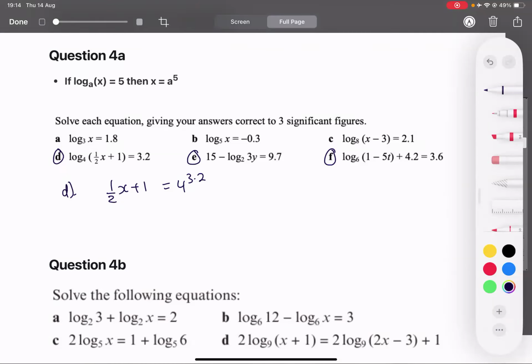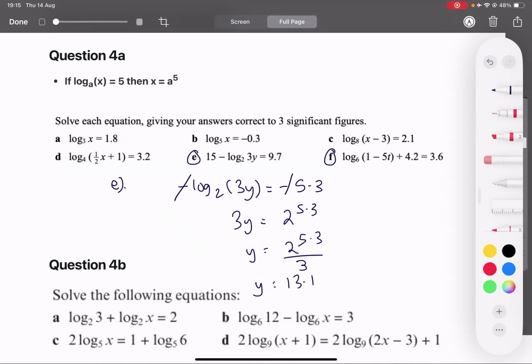And then for E, what would you do? Do you want to talk me through that one? I moved 15 to the other side. Cool. And then after I did that, I did 3y equals 2 to the power of 5.3. Good. And we can get rid of the minuses as well and then do what you said. So 3y equals 2 to the power of 5.3, and then just divide your answer by 3. Good. Well done. And I got 13.1. Perfect.